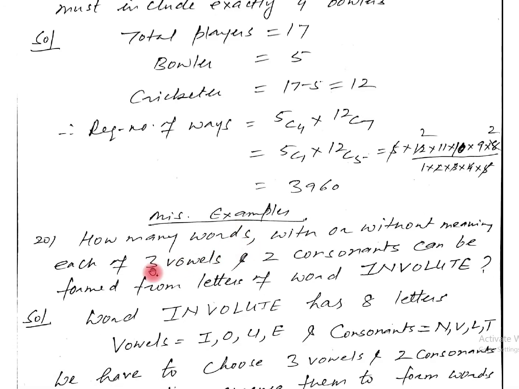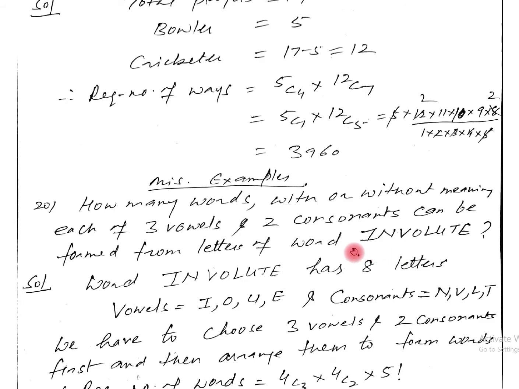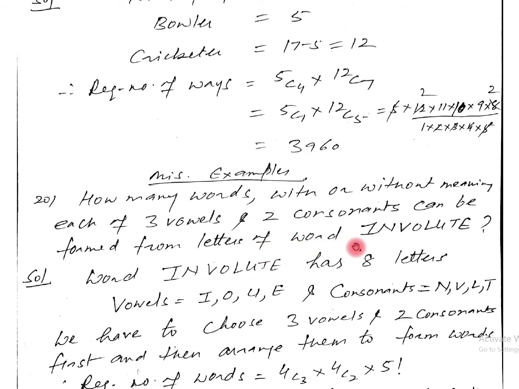Now it is one of the good questions. How many words, with or without meaning, each of 3 vowels and 2 consonants, can be formed from the letters of the word invaluate? Now we have to use the letters of the word invaluate, and these are 8 letters, and we have to choose a total of 5 letters. So first we have to use the combination. First we have to make the grouping, and then we have to arrange the letters to make the words.